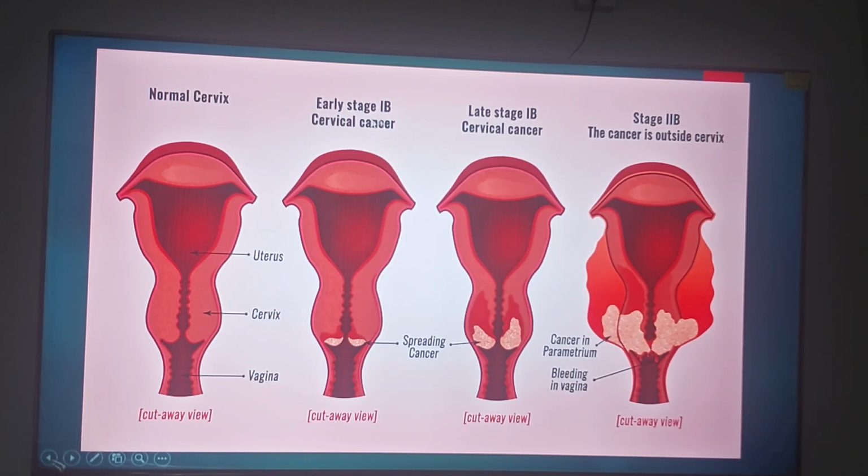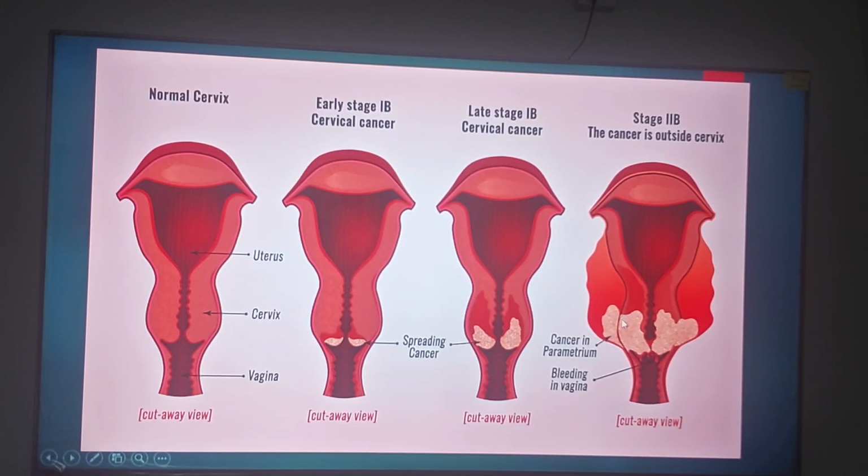this is the early stage of cervical cancer, which is first found in the transitional zone. The transitional zone increases day by day, month by month, year by year. This is the first stage. This is the second stage of cervical cancer. This is the last stage.